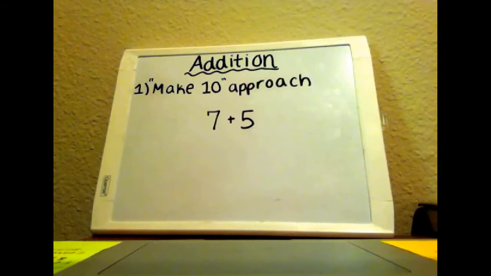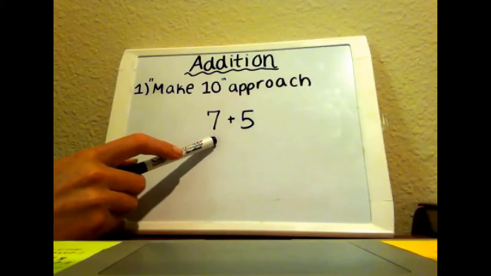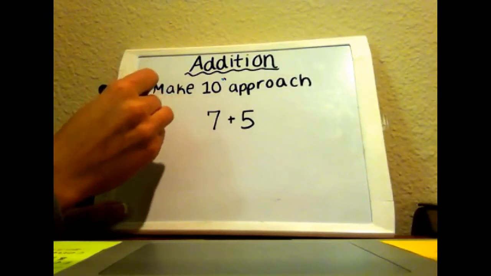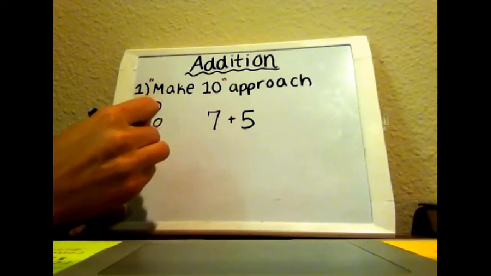In this video, we'll be looking at addition strategies. The first strategy we'll be looking at is the Make 10 approach. For the Make 10 approach, its goal is to make adding numbers easier. The way that we do this is by taking one of our numbers from our addition problem and making it into a multiple of 10. So for instance, making it into 10, 20, 30, 40, etc.